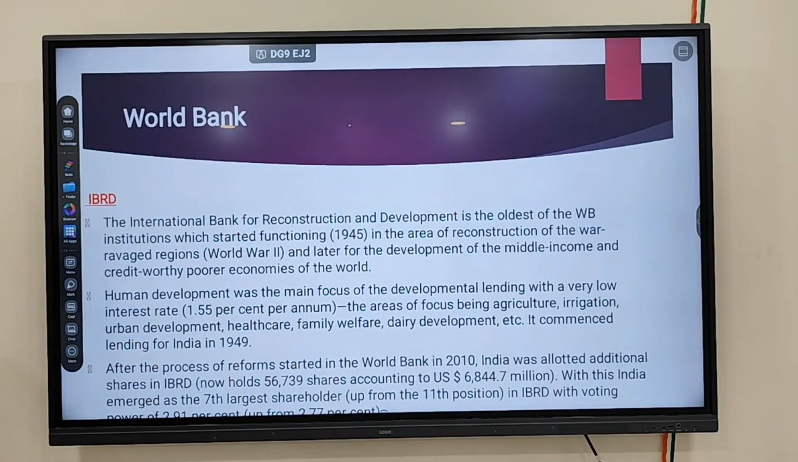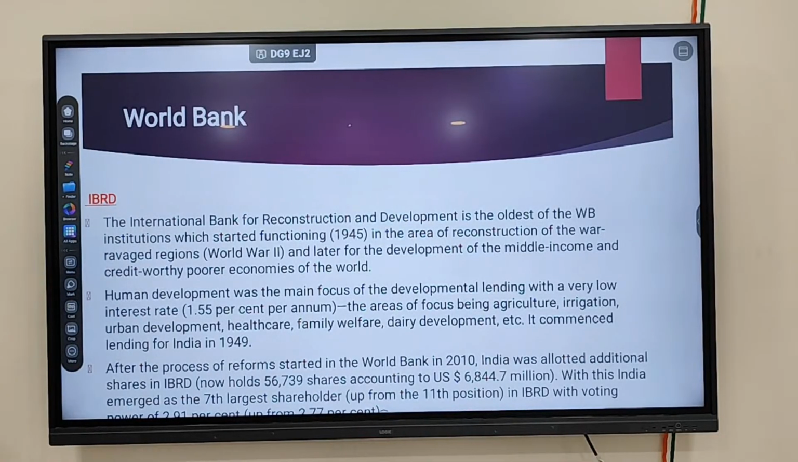Next is World Bank. Just put the heading World Bank only. Under World Bank, there are 5 banks. One is IBRD, that is International Bank for Reconstruction and Development. This is one bank. Just write down under World Bank, there are 5 banks.